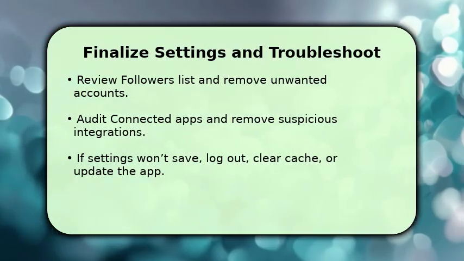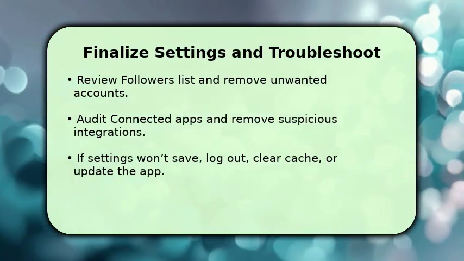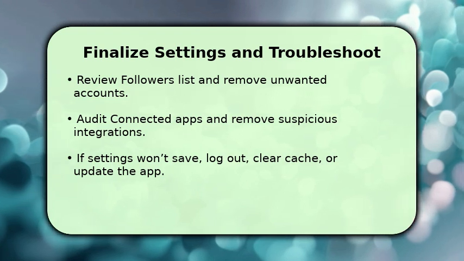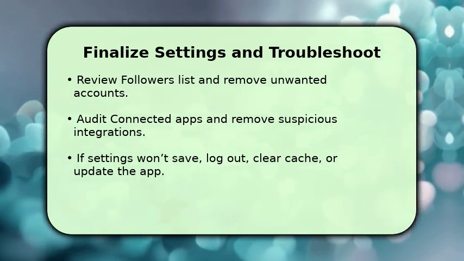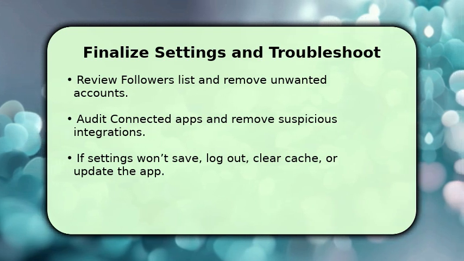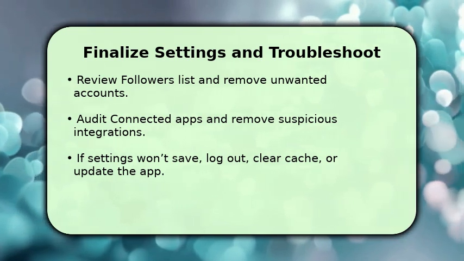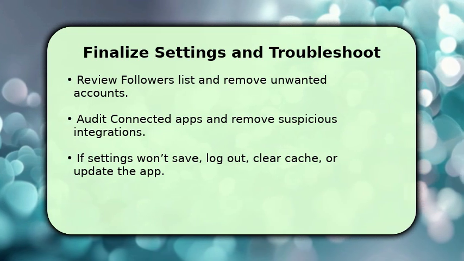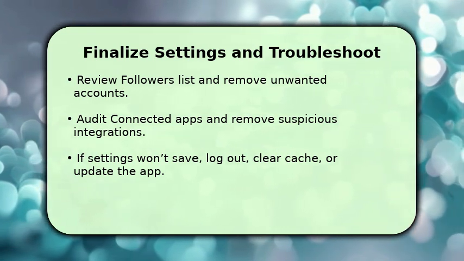Finish by auditing your followers and removing anyone you don't recognize. Make unwanted accounts private or block them. Next, check connected apps and revoke permissions for third parties you don't trust. Once everything looks right, test changes with a secondary account or ask a trusted friend to confirm visibility.